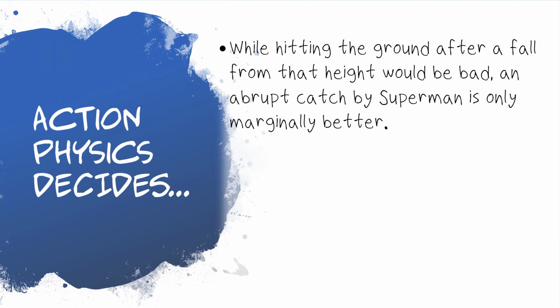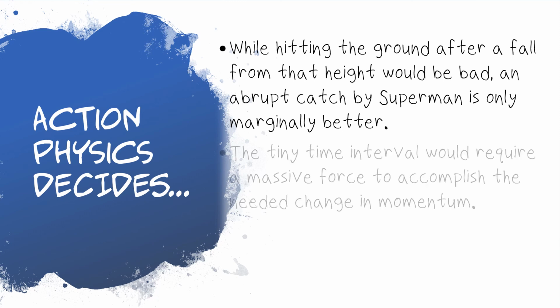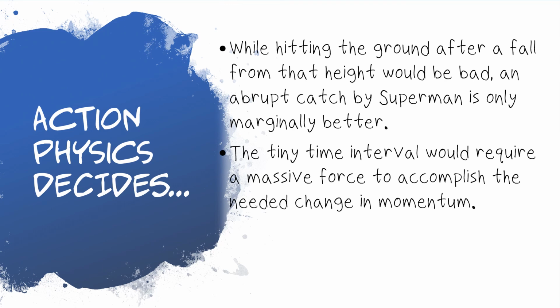Okay, so let's put it all together where action physics decides whether or not Superman would kill Batman with this catch. I think we could all agree that ejecting from your bat plane and hitting the ground without a parachute after hitting terminal velocity would be a bad thing. However, an abrupt catch by Superman is only marginally better. Remember, stopping suddenly is stopping suddenly, whether you're hitting the ground or Superman's biceps. And from the cartoon clip, we can see that the change in vertical velocity occurs over a very tiny range.